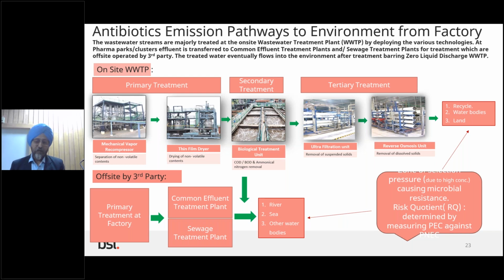That is the main point where selection pressure is created, and it's important to measure PEC, predicted environmental concentration, the actual concentration of the antibiotic. That selection pressure basically causes resistance in the bacteria which are present over there. So that's a very important point where PEC and PNEC apply, and the risk quotient is also calculated there.